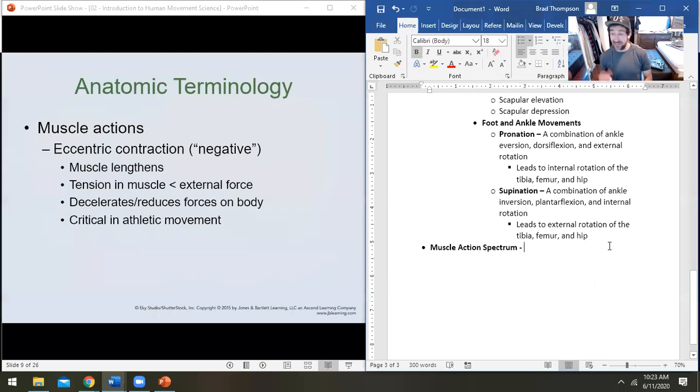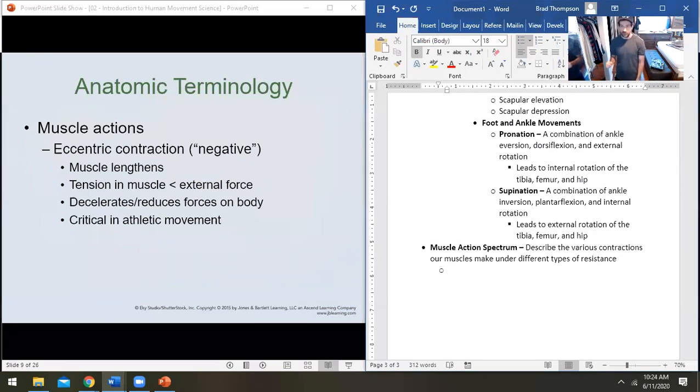All right, let's knock out our muscle action spectrum. This is going to describe the various contractions our muscles make under different types of resistance, right? So you have eccentric contractions. Now we're going to break this down slightly differently here. We're going to add a new term today when we get to isometric, but let's start with eccentric.